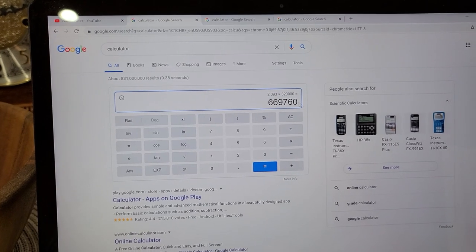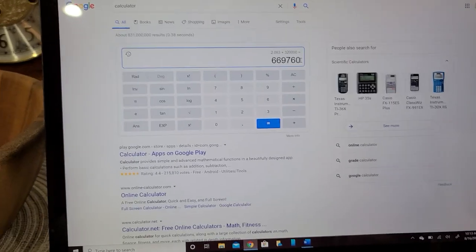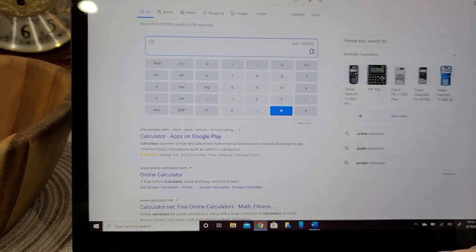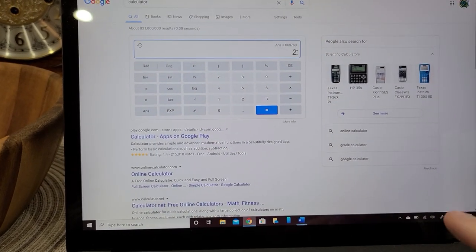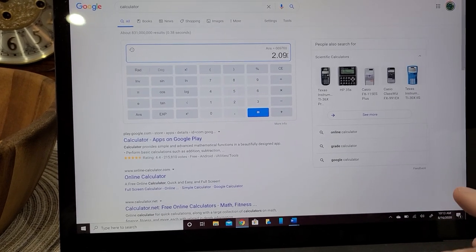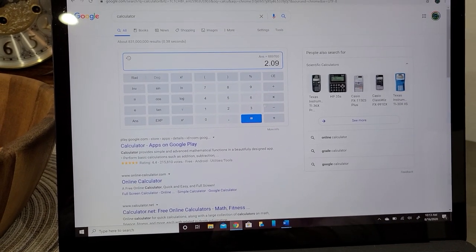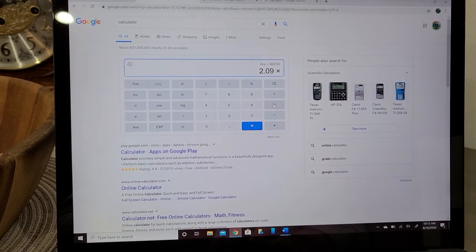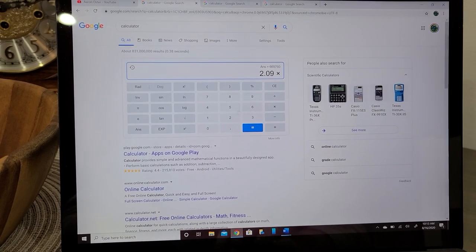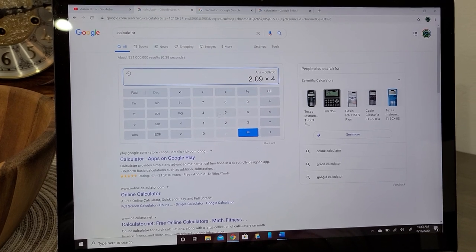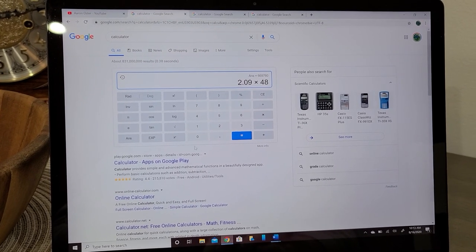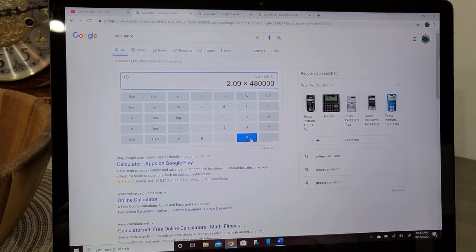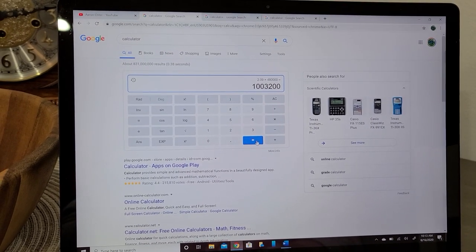Okay, let's try that again. Oh shoot, what just happened there? Okay, I was at 209, I think. All right, let's try that again, and hopefully it'll be slightly less embarrassing this time. So 209 times, let's try 480,000. Okay, that's 480,000, right? All right, there we go. Okay, that's a bit over $1 million.